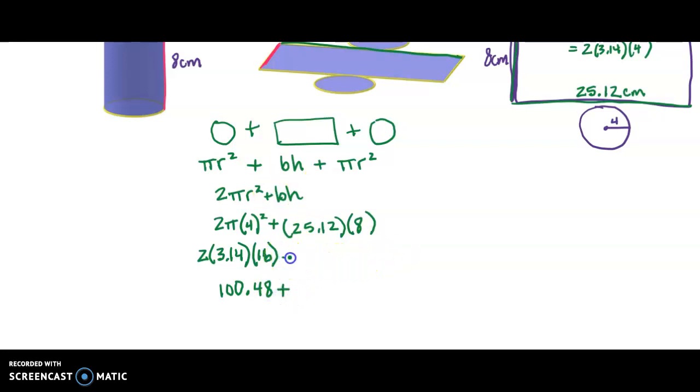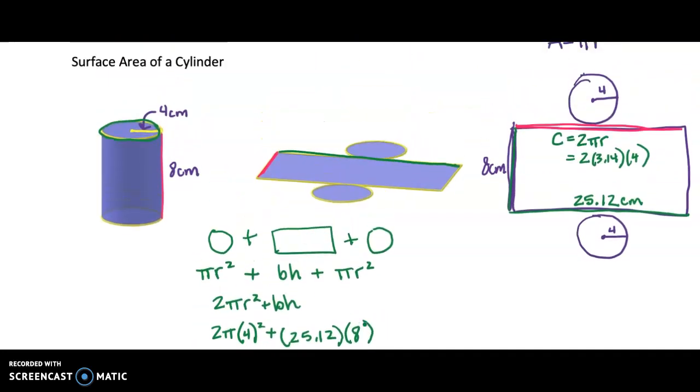Plus, then I'll do the 25.12 times 8, and that gives us 200.96. I'm just going to copy that down here, trying to keep track of my work so that when I'm getting partial credit, I can show my teacher all the work and they know where I maybe made a mistake and can give me partial credit for what I did get correct. And remember, surface area is still area, so our units are still squared. Just because it's a 3D shape doesn't mean we automatically put volume, because we're just looking for the flat surface area of that 3D shape. So 301.44 centimeters squared.